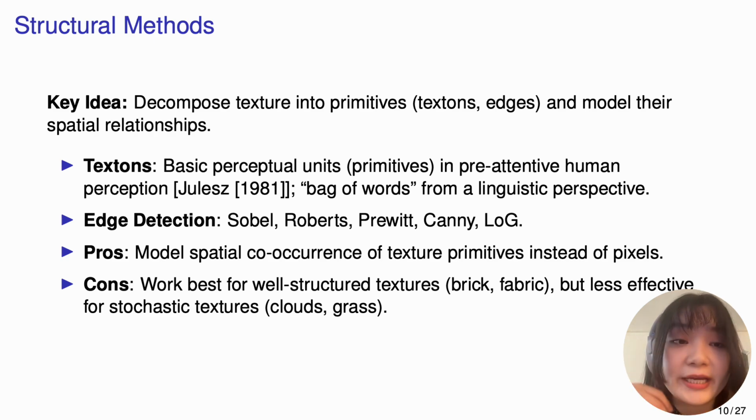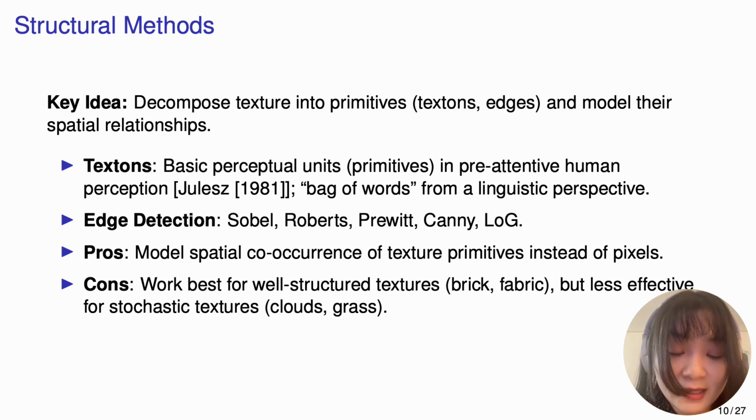The second category is the structural method. The key idea is to decompose textures into primitives like textons or edges and model their spatial relationships. Textons, proposed by Julesz, are basic perceptual units, or we call them primitives, in pre-attentive human perception. And if we study the textons from a linguistic perspective, it's like a bag of words, and those textons compose the textural language.